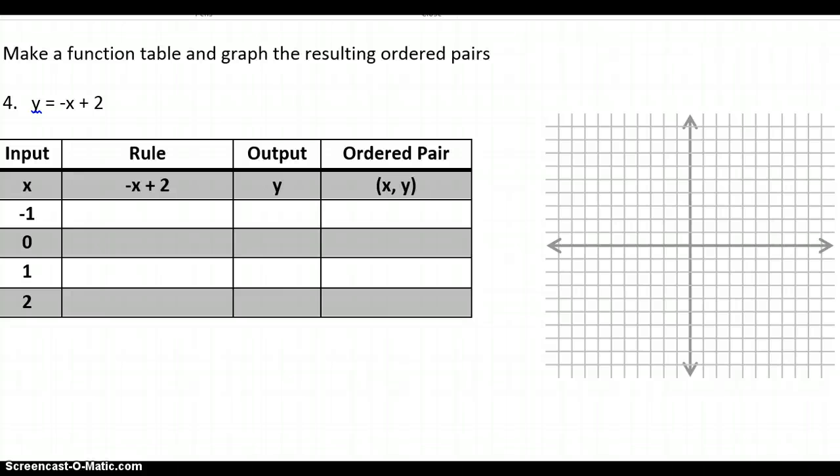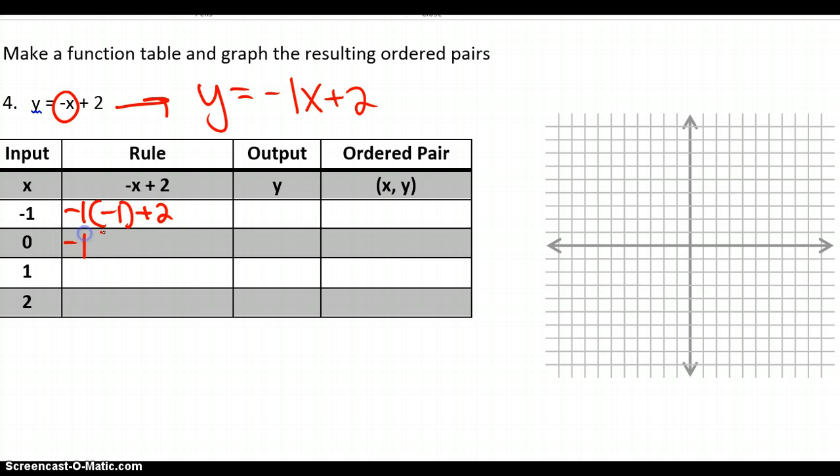Number 4, make a function table and graph the resulting ordered pairs. Okay, so same process. Remember, I went over this in class. This is the same thing as y equals -1x plus 2. There is really a 1 written right there in between the negative and the x, and that was throwing a lot of you off in class. So just make sure when there's no number in front of x, you know there's really a 1. So this is -1 times -1 plus 2, -1 times 0 plus 2, -1 times 1 plus 2, and -1 times 2 plus 2.